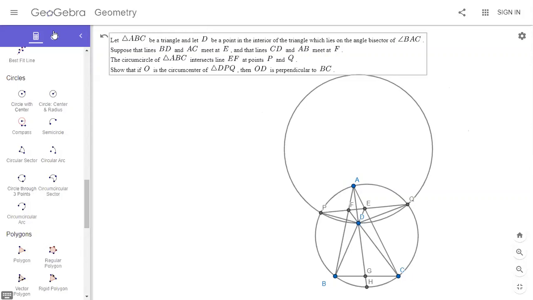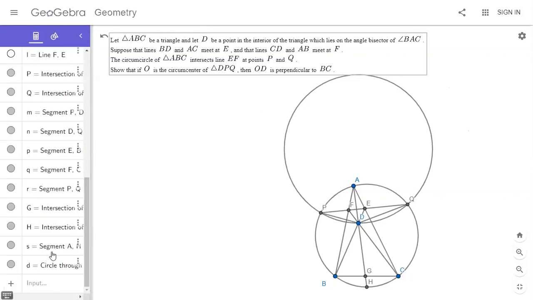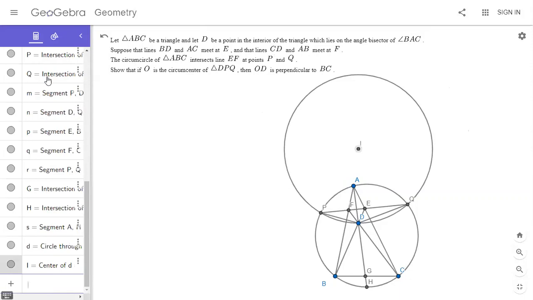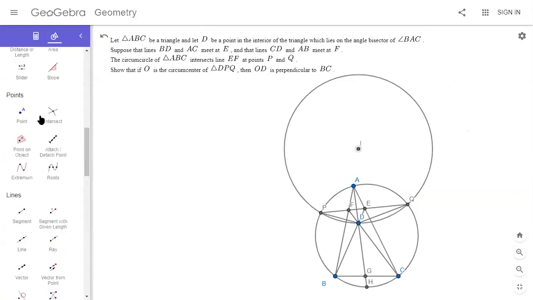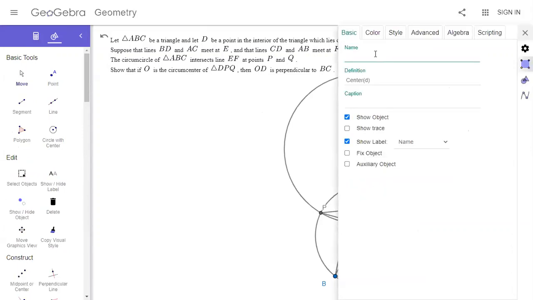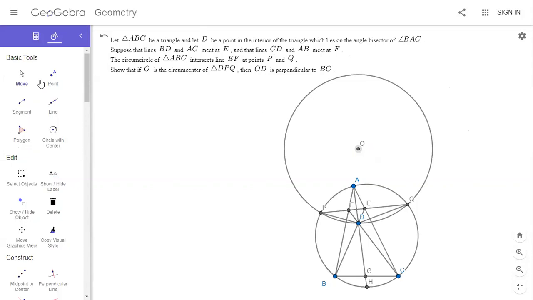So, O is the circumcenter of triangle DPQ. All right, we want to show that OD is perpendicular to BC. Looks true.